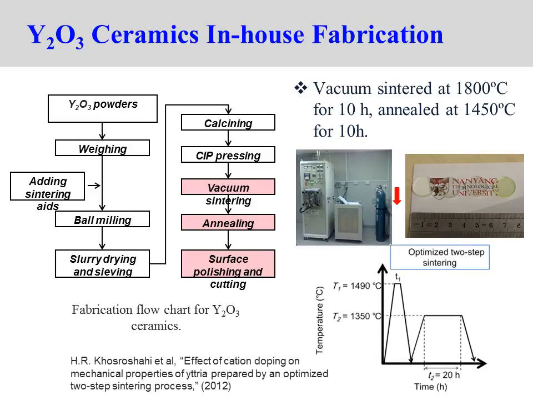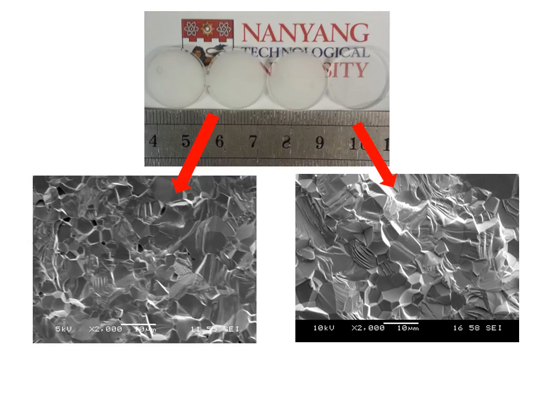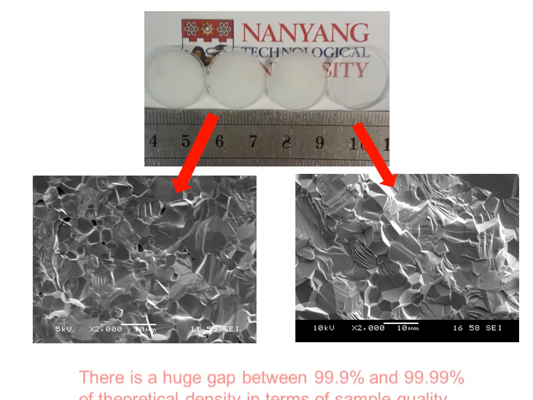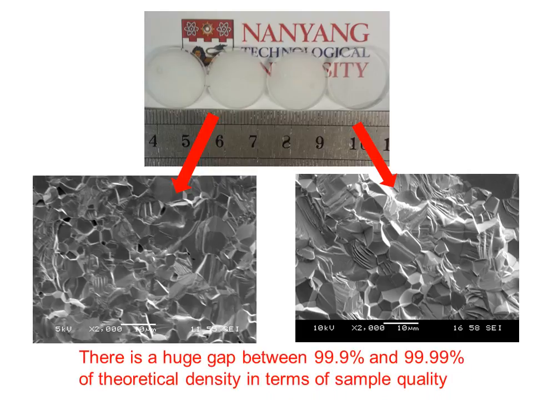But recently, a new method is proposed by researchers, which is two-step sintering. Using this method, some researchers got very high quality ceramics with higher density and a thinner grain boundary. One thing I need to emphasize is that there is a huge gap between 99.9% and 99.99% of theoretical density in terms of sample quality.